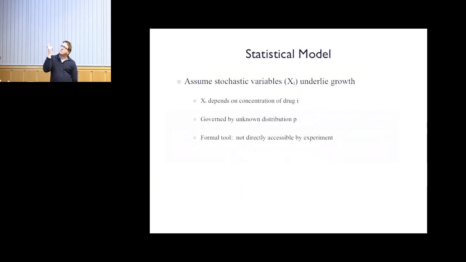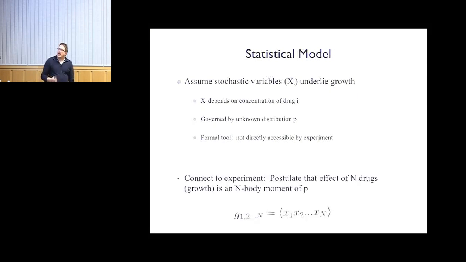We said, okay, let's assume that there's some stochastic variable. I'm going to call it Xi. Xi depends on the concentration of drug i. It's governed by some unknown probability distribution. And I'm going to stress here, it's a formal tool. It's not necessarily directly accessible by experiment, certainly not by the experiments we were doing. Now, here's why it's convenient.